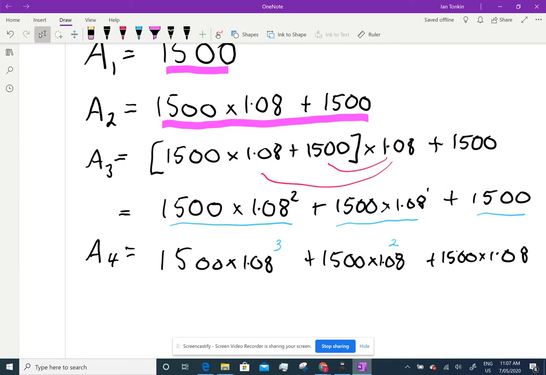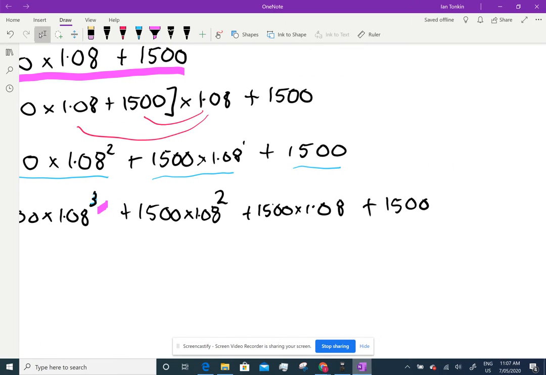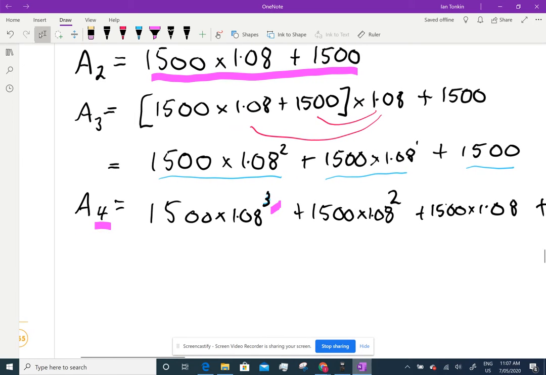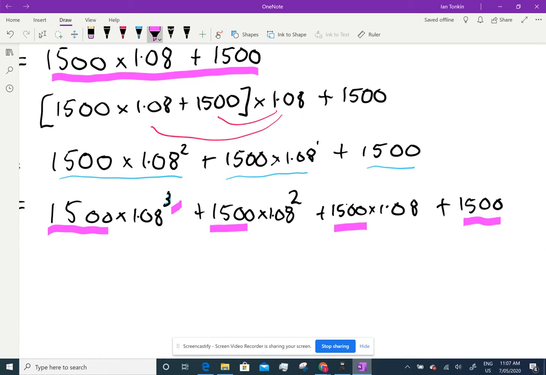Okay, so you can see the pattern now. Got a cube there and a squared here. So the first term is 1 less than this term. I've got a 4 there, I've got a 3 there, and I go all the way down to just that last term. Let's look at this. Let's factorise out the 1500s. All right?